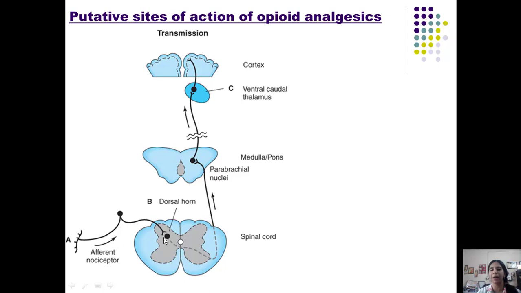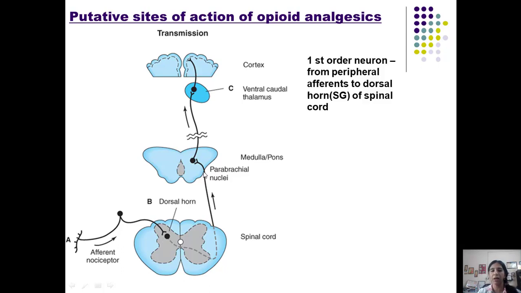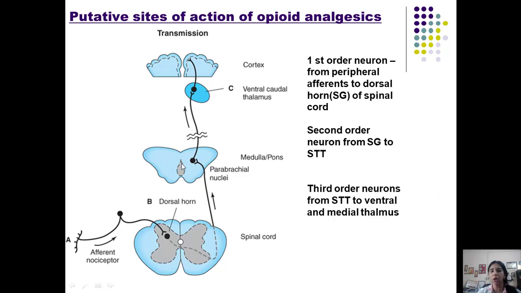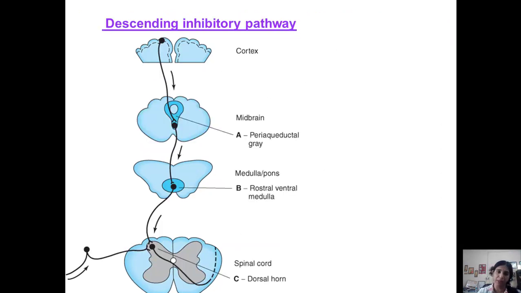So this is the ascending pain pathway which is shown in this figure. The first order neuron goes from peripheral afferents to the dorsal horn substantia gelatinosa of the spinal cord, then the second order neuron from the substantia gelatinosa to the spinothalamic tract, and the third order neuron from the spinothalamic tract to the ventral and the medial thalamus, and the medial thalamus also sends projections to the somatosensory cortex. So here we will have an abundance of the mu receptors, and the pain transmission would be inhibited.